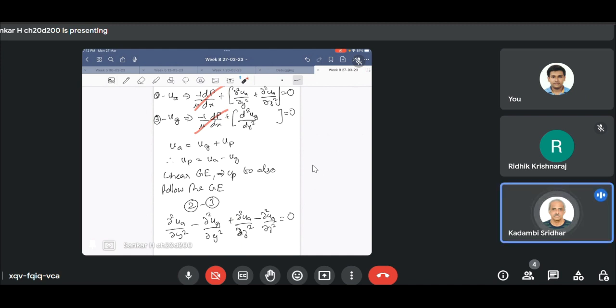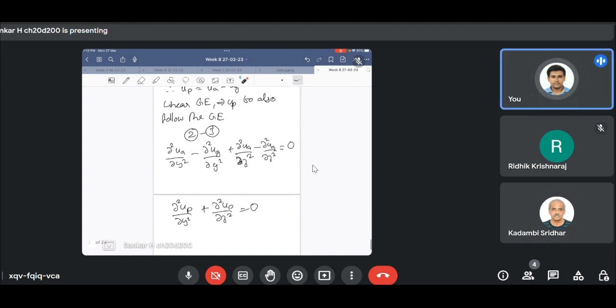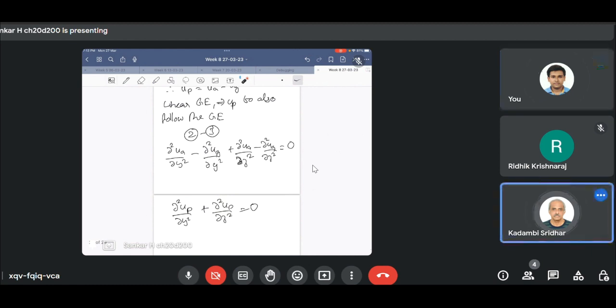But there are only 3 terms, no? Yeah, 2 and 3. I have added a ∂²ug/∂z². Although it does not vary with respect to z, I've just added that over here. Okay, but that's 0 in any case. Yes. Just to make sure that I got the particular solution. I got it. Yeah.